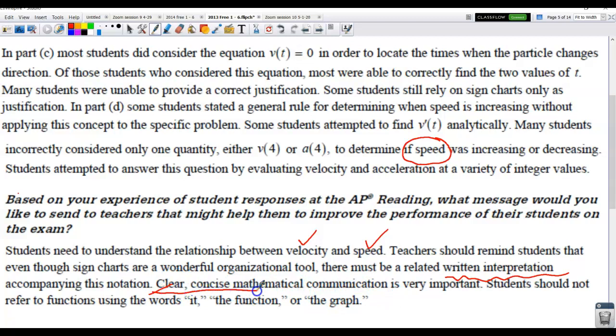Again, let me say that. Clear, concise mathematical communication is very important. Students should not refer to functions using the words it, the function, or the graph. Said that to you 1,000,000 times.